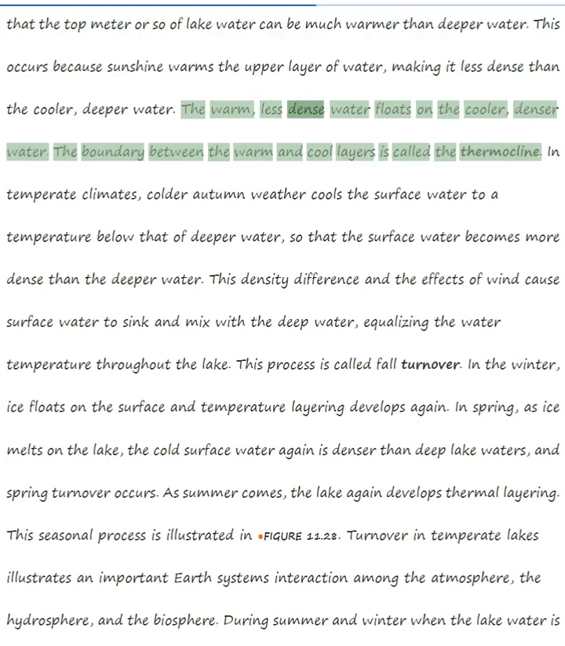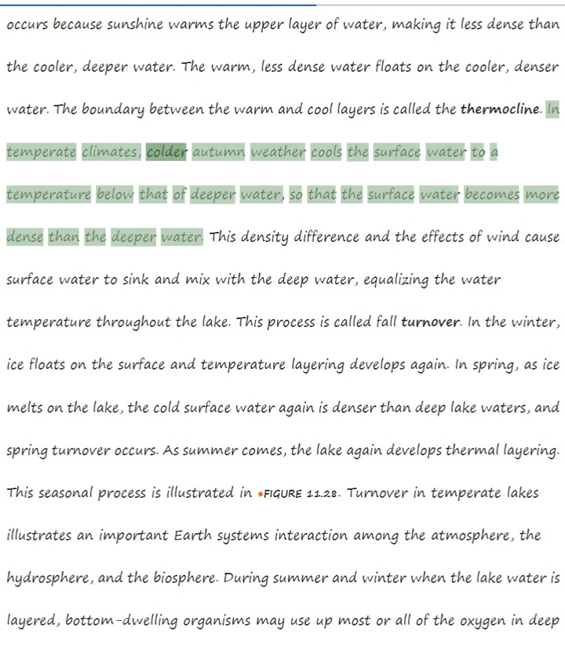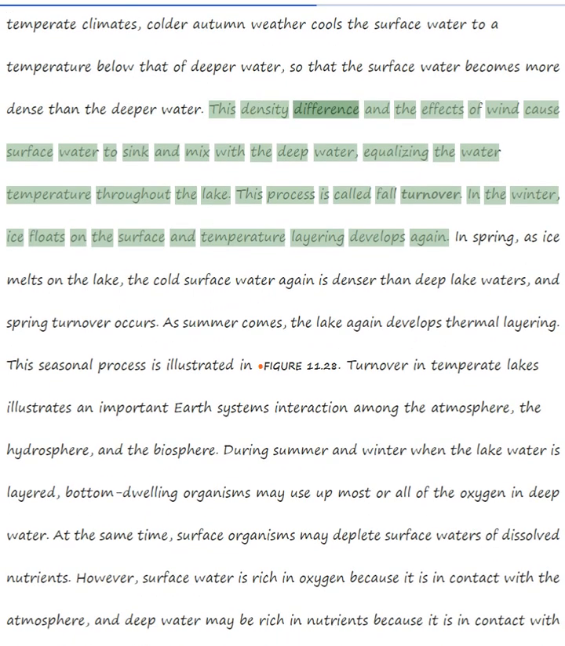The warm, less dense water floats on the cooler, denser water. The boundary between the warm and cool layers is called the thermocline. In temperate climates, colder autumn weather cools the surface water to a temperature below that of deeper water, so that the surface water becomes more dense than the deeper water. This density difference and the effects of wind cause surface water to sink and mix with the deep water, equalizing the water temperature throughout the lake. This process is called fall turnover.